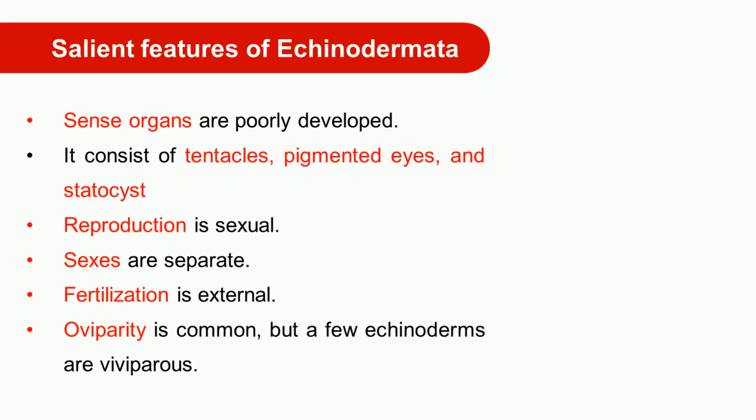These animals are commonly oviparous, but a few are viviparous. That means they lay eggs and then the young one comes out. Their fertilization takes place outside the body and a larva develops. But in a few animals, the young one develops directly.